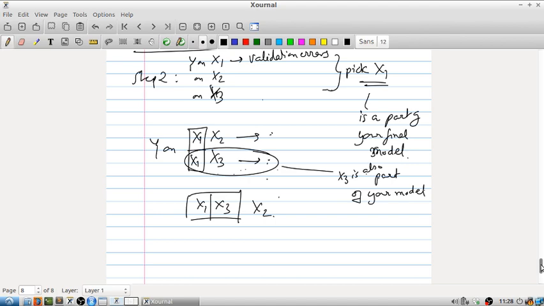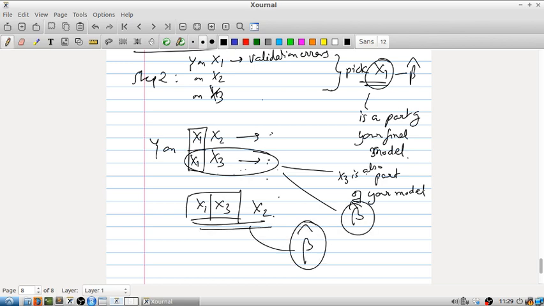So at every stage, when you pick x1, there's a corresponding beta hat. When you pick x3, there's a corresponding beta hat. And at the last stage in this example, there's another corresponding beta hat. There are three of them here. You just compare the validation errors, and whichever one is lowest, that's your subset.